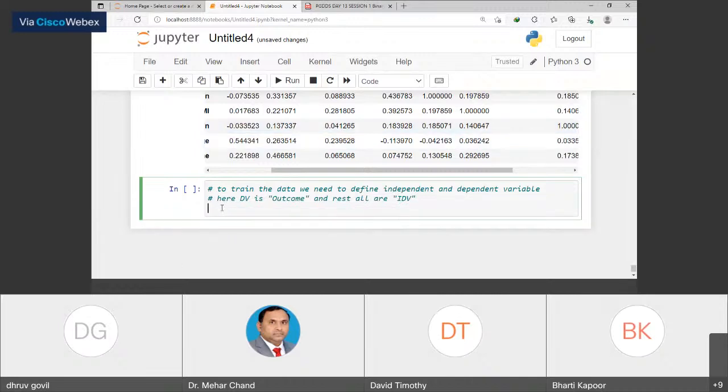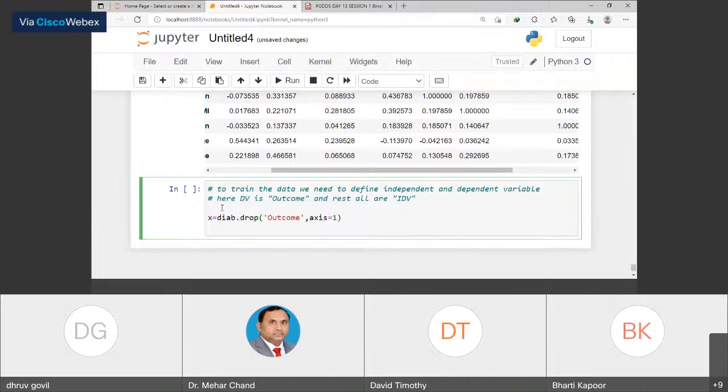Okay. So now X is the independent parameters. So we take the independent parameters, and here we have to drop the dependent variable, diabetes. So we use drop with axis equals 1. And Y is the dependent variable. Y is equals to the outcome column. This is the dependent variable.